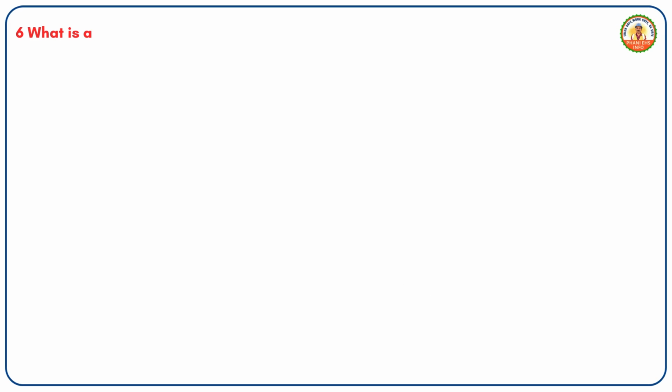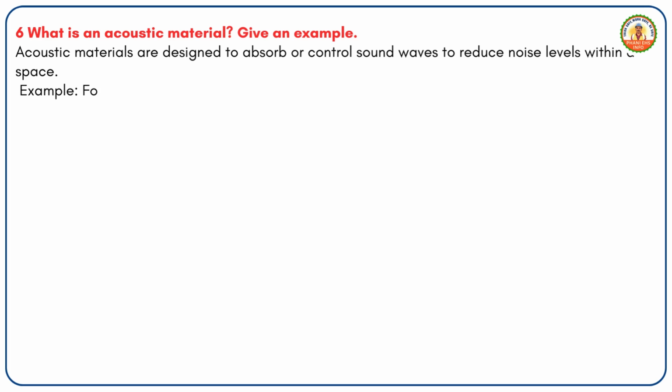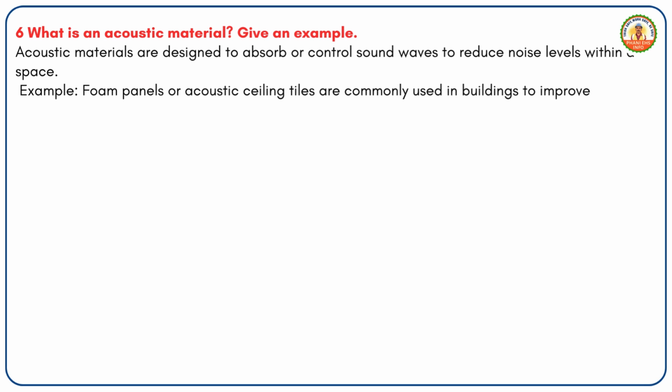6. What is an acoustic material? Give an example. Acoustic materials are designed to absorb or control sound waves to reduce noise levels within a space. Example: foam panels or acoustic ceiling tiles are commonly used in buildings to improve soundproofing and reduce echo.